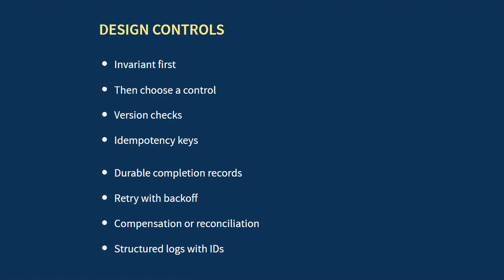Start with the invariant, then choose the control. What controls are on the table? Version checks, idempotency keys, durable completion records, retry with backoff, compensation, and reconciliation all protect the invariant in different ways.